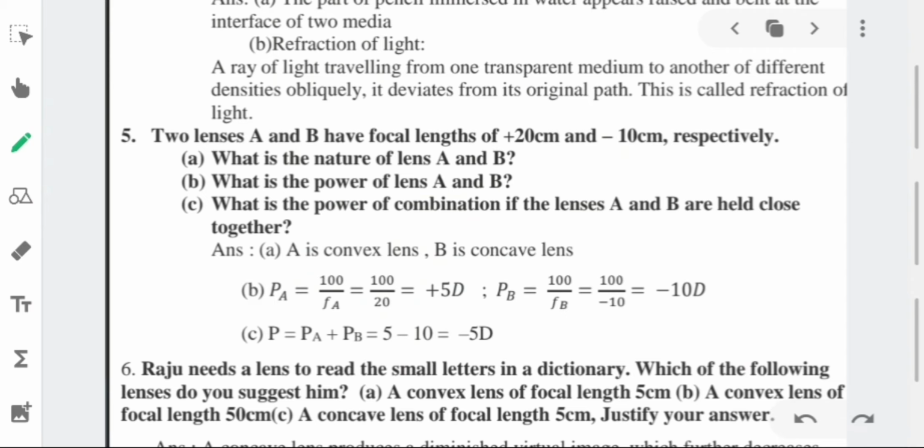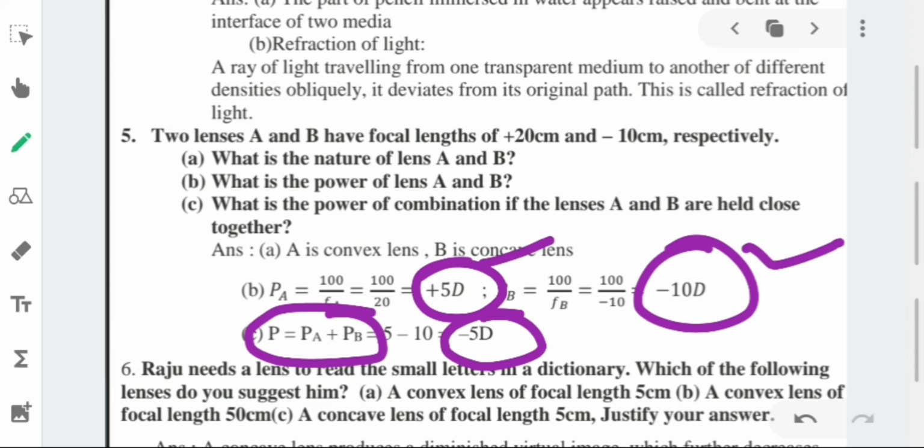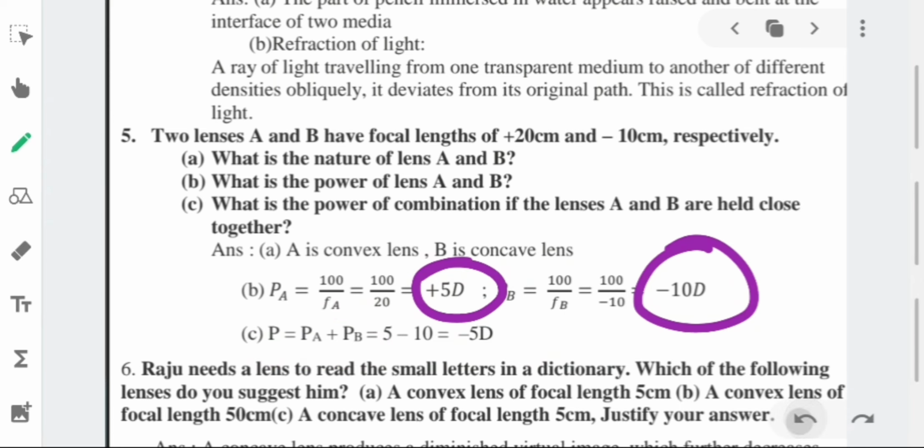What is the power of lens A and B? We know that the power of a lens is always the reciprocal of the focal length. Hence we get plus 5D here and here minus 10D. When we find the power of the combination of these two lenses, that is minus 5D, 5 minus 10, this 5 and this minus 10, that will become minus 5D. D means diopter.